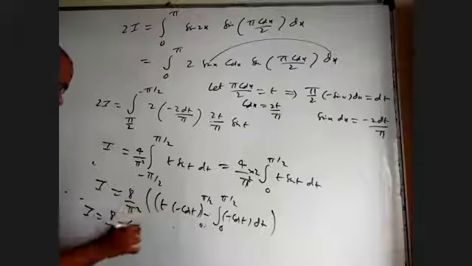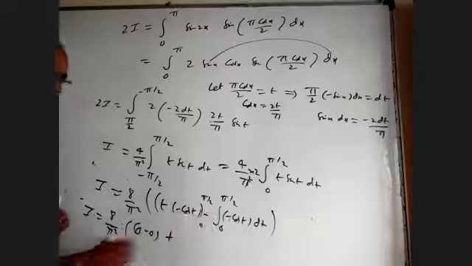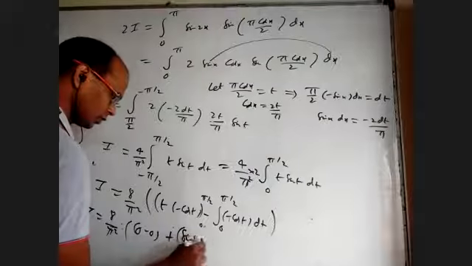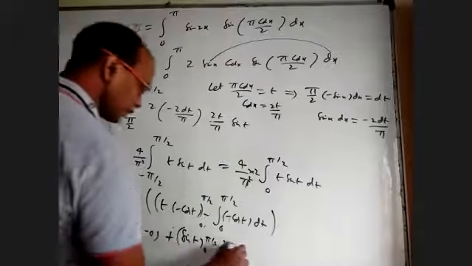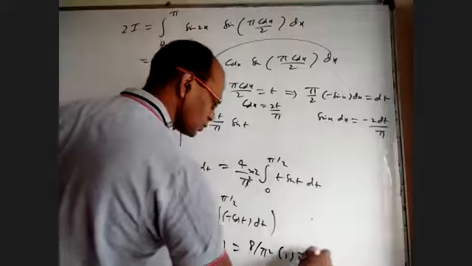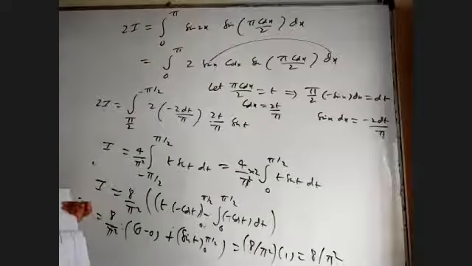It is always 0. This becomes plus, and the cos t integral is sin t with the limits 0 to pi by 2. That is 1. So we'll get finally 8 by pi square into 1, which is 8 by pi square.